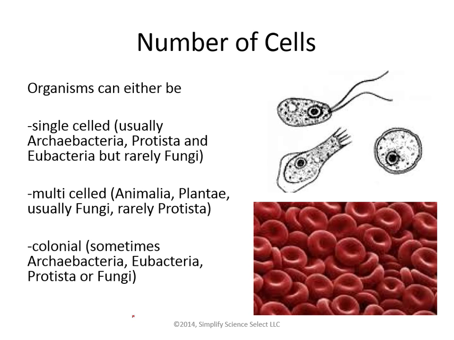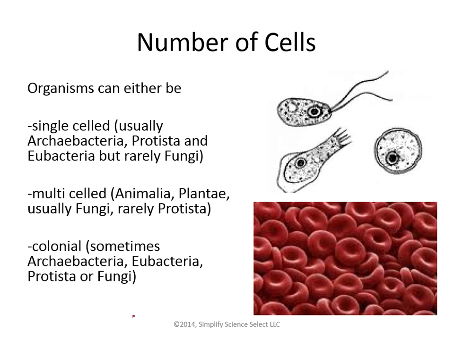Now, the number of cells is important. If it's a single-celled organism, that means it's usually one of the three: Archaeobacteria, Protista, or Eubacteria. Those three are usually single-celled. Rarely there will be some fungi that can be single-celled, but it's pretty rare. The most common one we see is yeast. But usually Archaeobacteria, Protista, and Eubacteria are all single-celled. Now, multicelled, we'll always see Animalia and Plantae as multicelled. Usually we'll see fungi, except for that rare exception I noted, and rarely we'll see Protista. It's pretty uncommon for Protista.